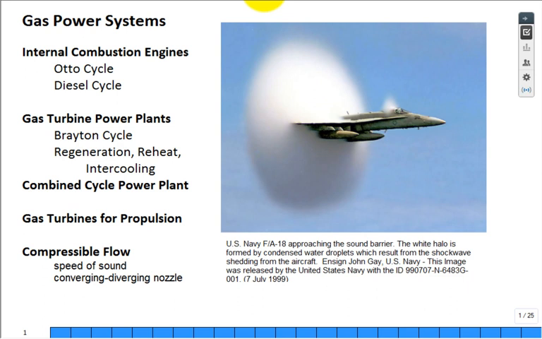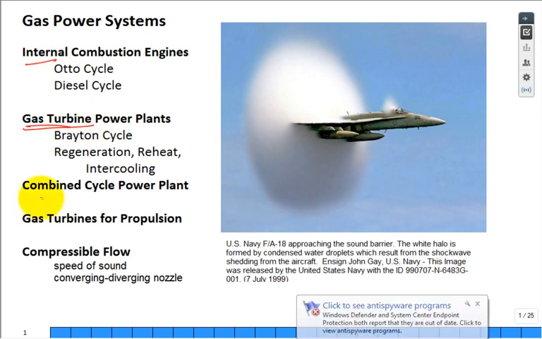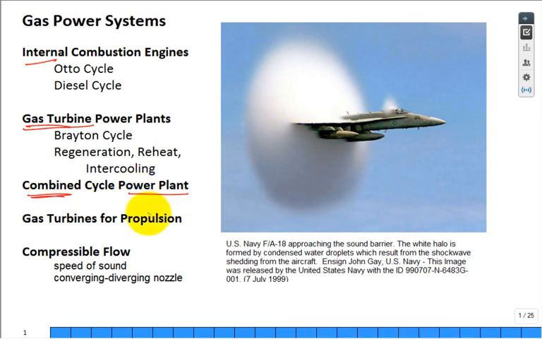So this is our last lecture in a long chapter. We covered internal combustion engines, the gas turbines for power production. We talked about the combined cycle for electric generation, that would be the vapor power cycle and the gas power cycle. We talked about gas turbines for propulsion, and the key idea was thrust. I'm going to touch on that again a little bit today.